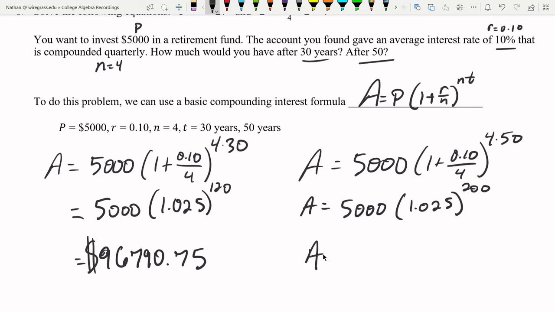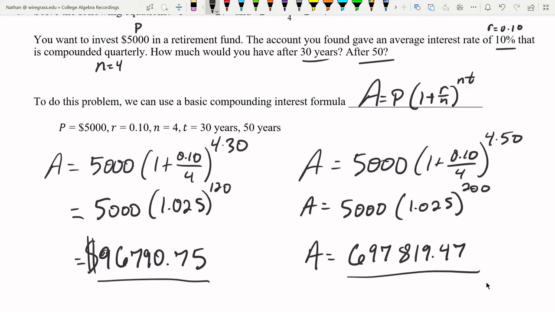And the next one is 697,819.47. Interestingly enough, what you can see here is that for the first 30 years, it takes the $5,000 to grow to about 100,000. But after that 30 years, now we've gained an additional 600,000 past that. And that's really the power of compounding interest.